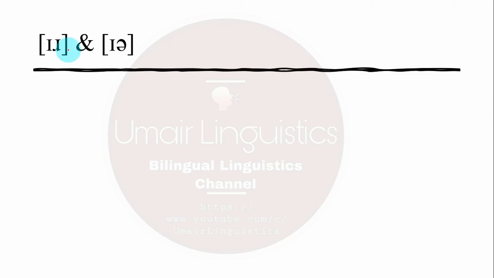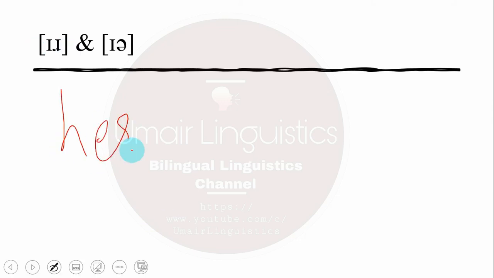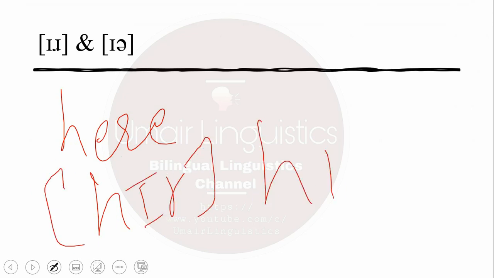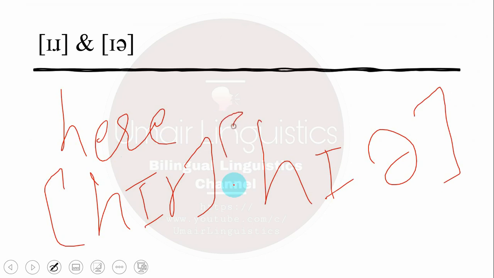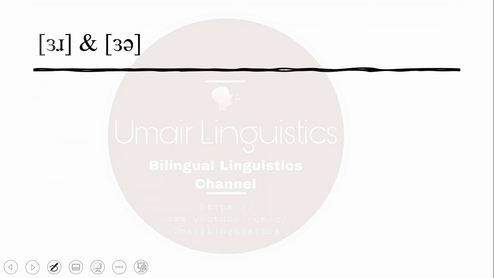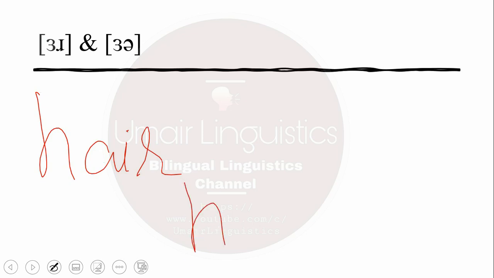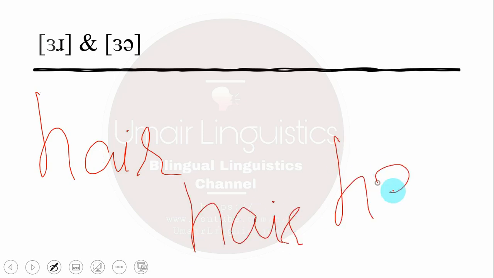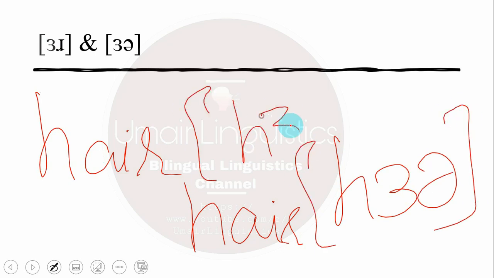This one, which we have already discussed, in a word like here, in American English it is like this one, and in British English it is like this one. Then we have these two vowels. One is a diphthong, the other is not, and it is used in American English. For example, we have the example of h-a-i-r, hair, and in British English we have it like this, and in American English we shall transcribe it like this.